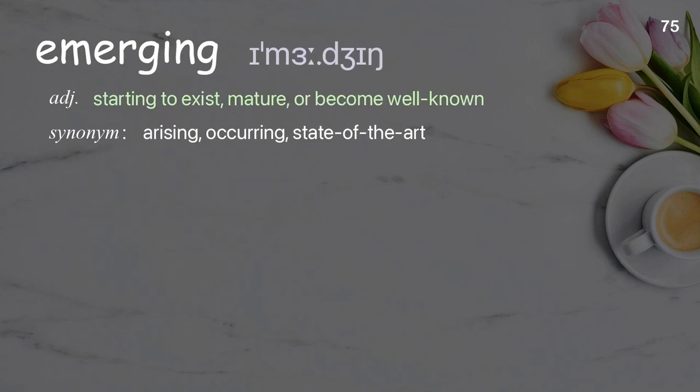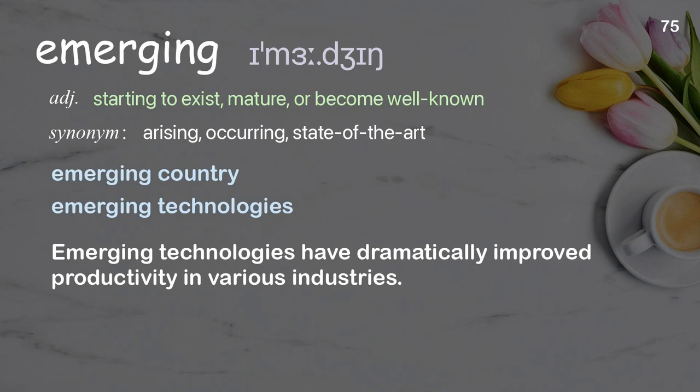Emerging. Starting to exist, mature, or become well known. Examples: Emerging country, Emerging technologies. Emerging technologies have dramatically improved productivity in various industries.